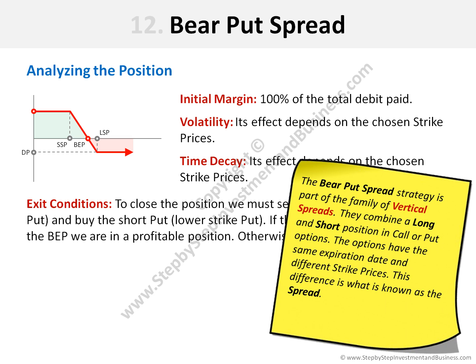The bear-put spread strategy is part of the family of vertical spreads. They combine a long and short position in call or put options. The options have the same expiration date and different strike prices. This difference between the strike prices is what is known as the spread.